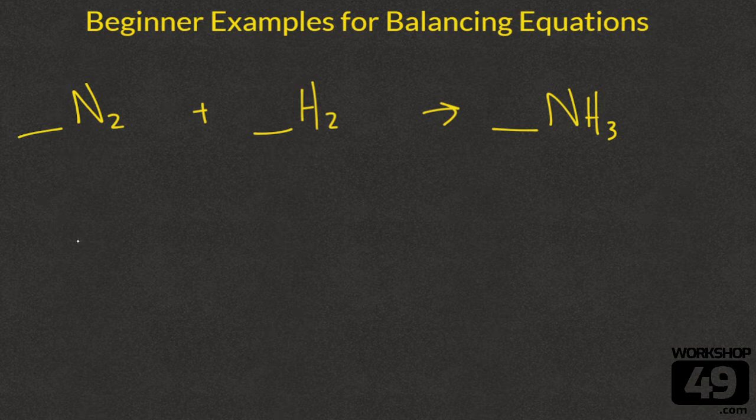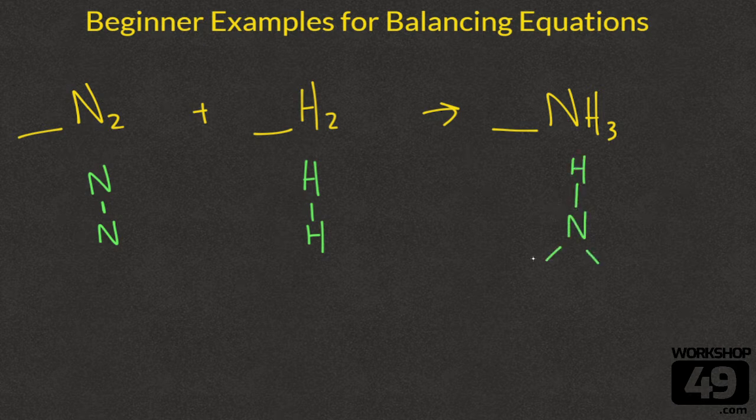What you need to realize, and I'm going to show you a little technique here that I use with some of my students, is that this N2 is actually an N attached to an N. That's what N2 means. It's two little N blocks stuck together. And H2 means an H stuck to an H. There's two H's and they're stuck together. This is one block. And NH3 is an N stuck to three H's.